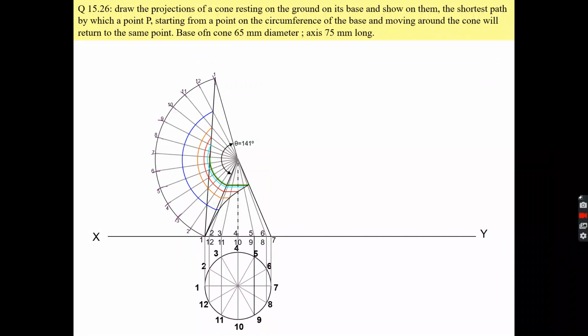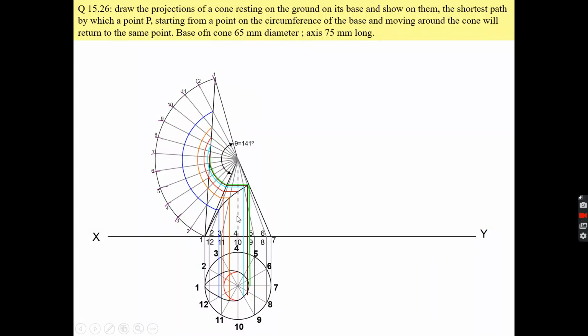Then I will join these points with the help of a French curve. When you transfer all these points on the front view, you can also transfer these points in the top view. And after transferring all these points, you can join them with the help of a French curve.